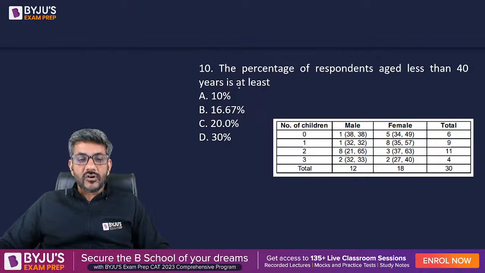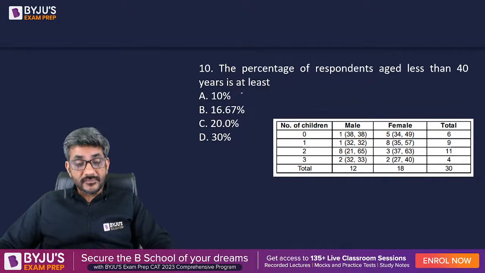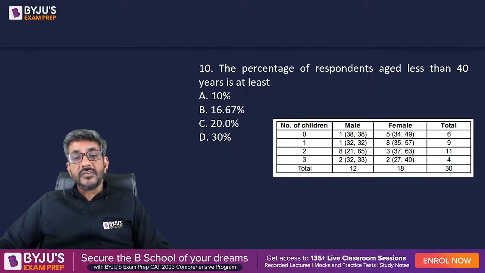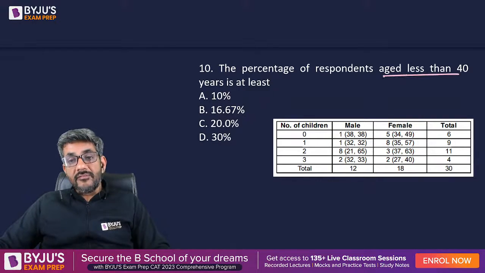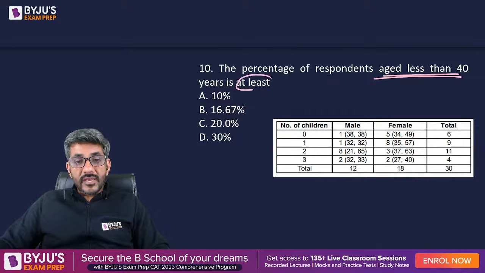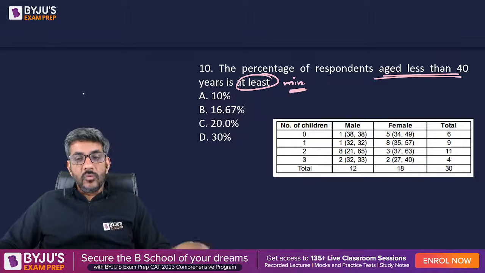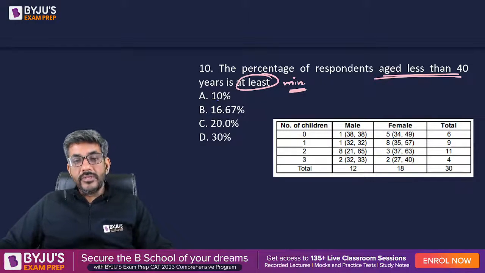The percentage of respondents aged less than 40 years is at least, right? So what do we have to do? People having age less than 40, we have to find them at least, means minimum number of people. What is the minimum number of people with less than 40 years? I'm saying this.